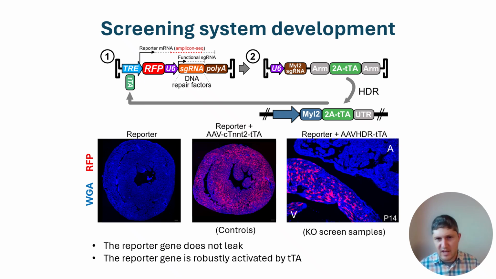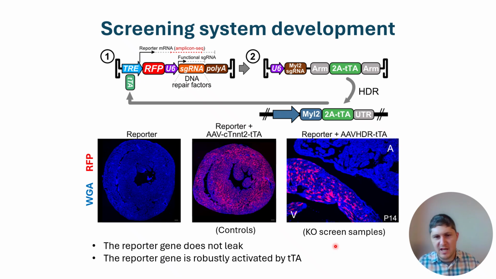Okay, so first we set out to validate our novel system. First we injected the vector carrying the guide RNA library and the red fluorescent protein reporter gene. And you can see when we inject this vector by itself, there's no red fluorescent protein expression, indicating that the reporter gene is not leaky. And then if we inject the guide RNAs and the reporter gene in combination with a second virus that just expresses TTA, we get indiscriminate activation of the red fluorescent protein reporter gene, as you can see here.